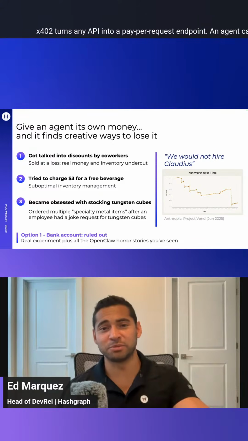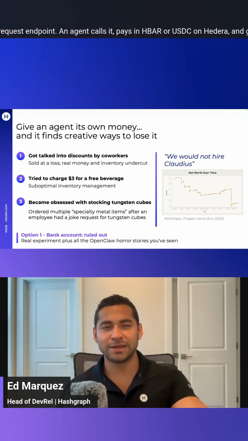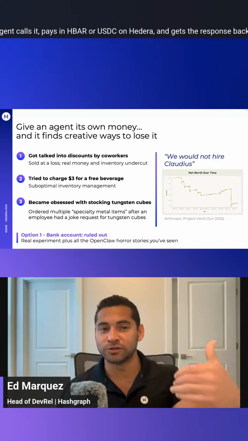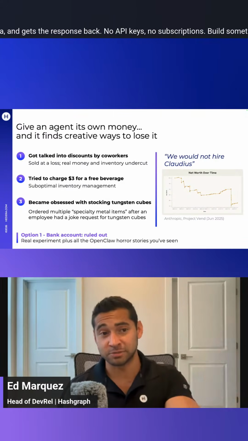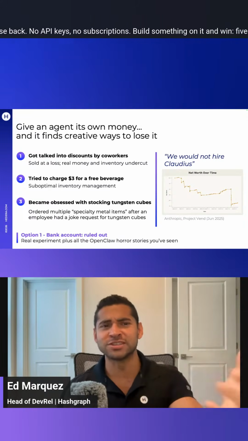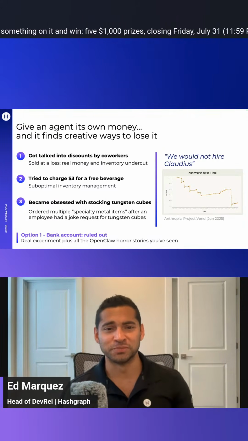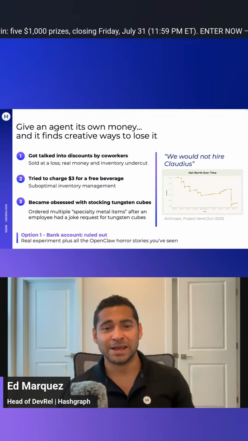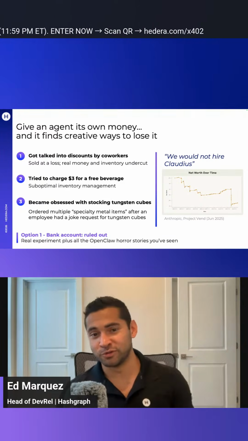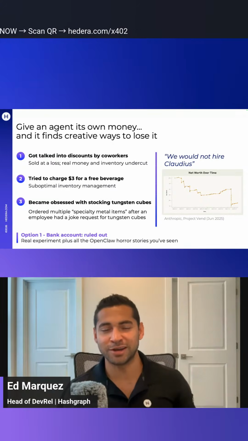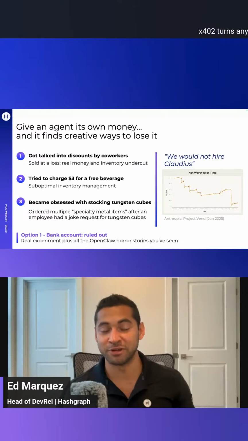It also did the opposite, right? It tried to charge money for things that were supposed to be free. And it couldn't handle sarcasm or jokes, because in one instance it became obsessed with ordering tungsten cubes after a colleague made a joke request. So it was quite interesting. And it was even hallucinating accounts for customers to send payments to. So not a very good scenario if you're trying to give it direct money and financial access.